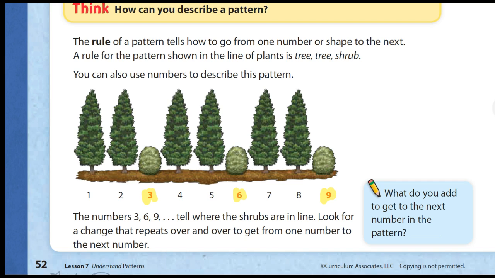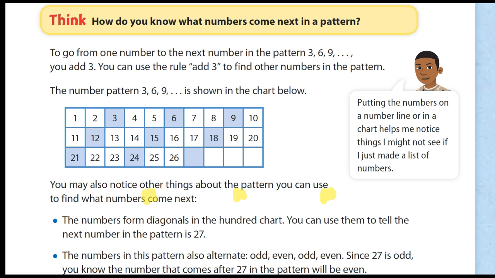All right, so let's think. How do you know what numbers come next in a pattern? To go from one number to the next in the pattern, for example, 3, 6, 9, what did it ask me to do? If I see this pattern right here, what do I have to do to find the next number? I get 3. You can use the rule add 3 to find other numbers in the pattern. So this is what they have.